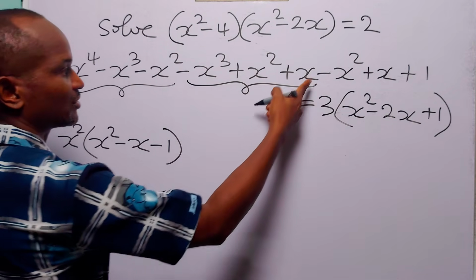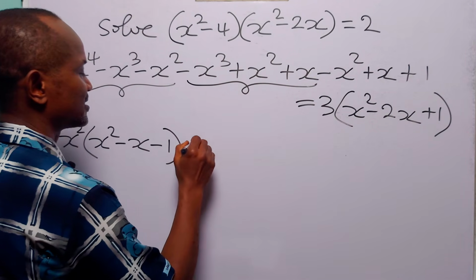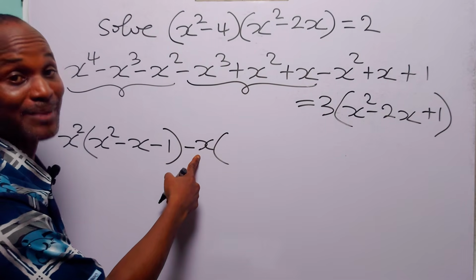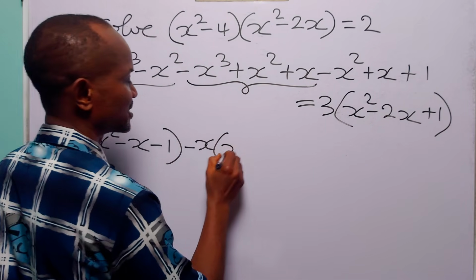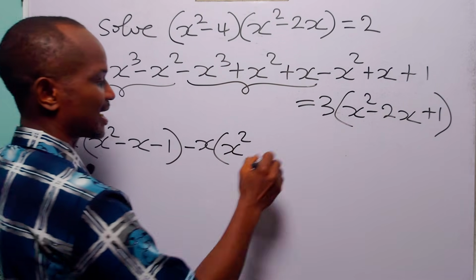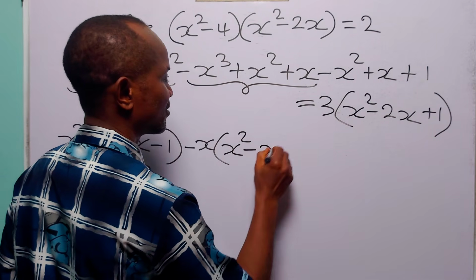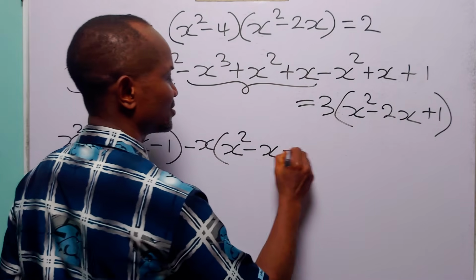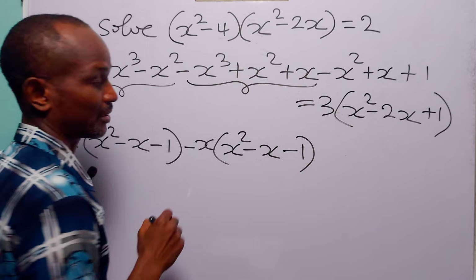Let us take these 3. We have a common factor, which is minus x. Minus x cubed divided by minus x is going to give us x squared. x squared divided by minus x is going to give us minus x. And x divided by minus x is going to give us minus 1.